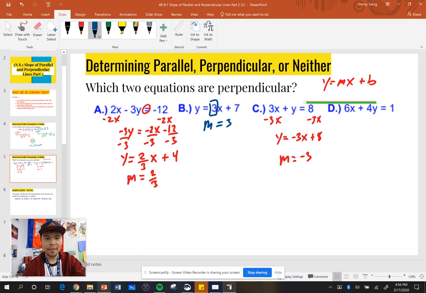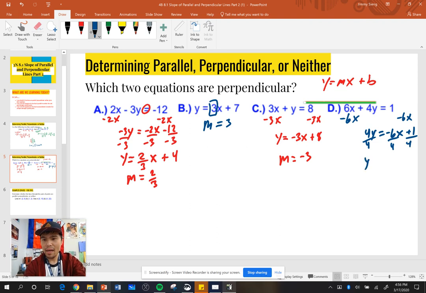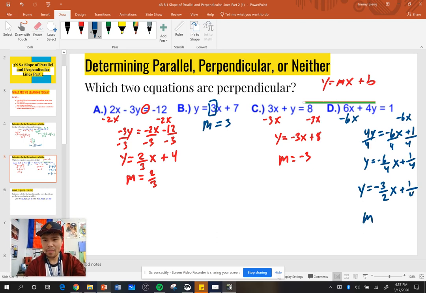And then this one will take maybe 2 steps. I've got to get y alone for letter D. So we have 4y equals -6x plus 1. Last thing is divide. y is equal to -6 over 4x plus 1/4, right? So I can simplify that. It's -6 over 4. That can be simplified into -3 over 2, right? And then I care about my slope, so the slope is -3 over 2.